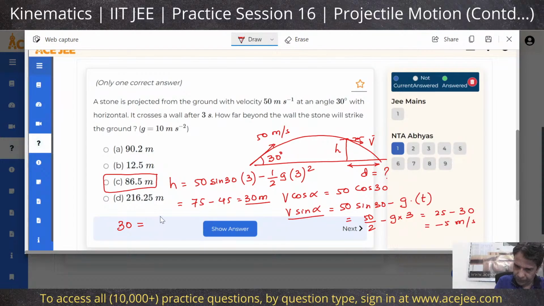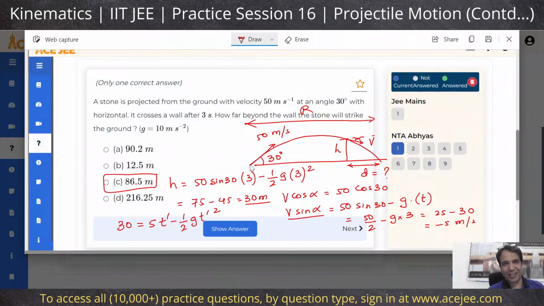Yes, sir. Sir, I had one doubt. Yes, Peter? Sir, why are we finding the edge? We don't need it, to be honest. Why can't we just find the range till the wall, because time is given, and the total range, and then just subtract it? Exactly. So you can find the total range and then subtract the distance it travels, that is u cos 30 into time t, right?